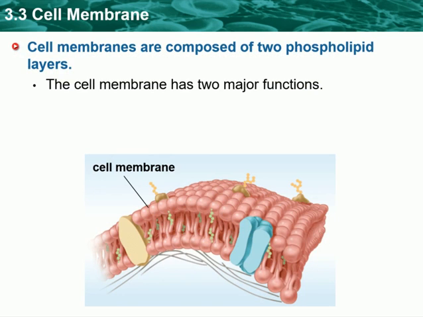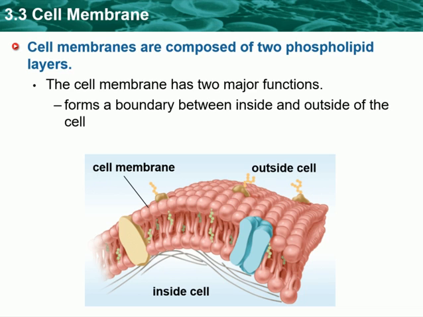First main idea: cell membranes are composed of two phospholipid layers. The cell membrane, or the plasma membrane, forms a boundary between a cell and the outside environment, and controls the passage of materials into and out of the cell. The cell membrane consists of a double layer of phospholipids interspersed with a variety of other molecules.